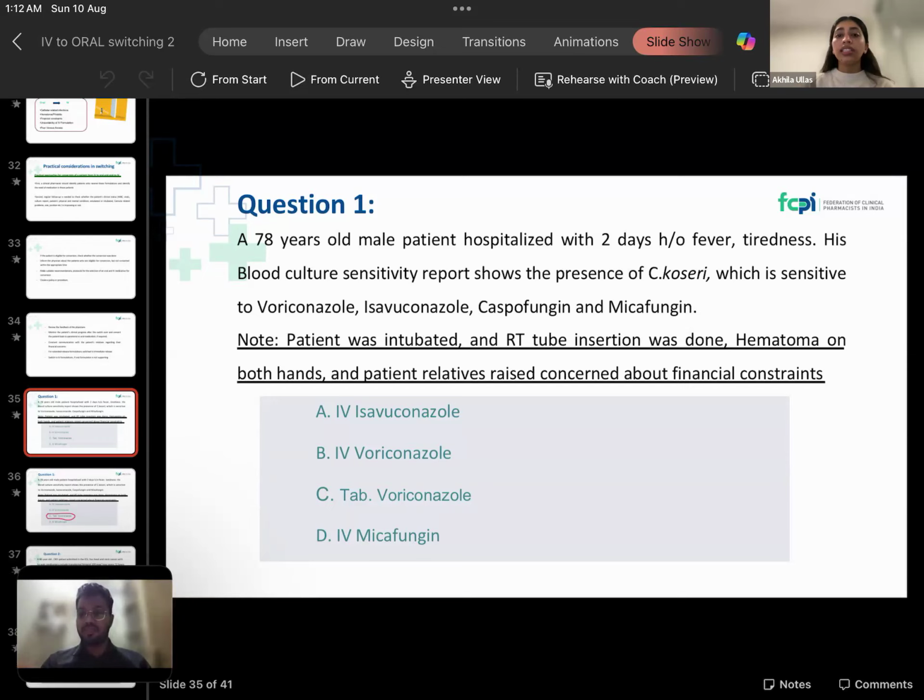It depends on the clinician's point of view. You can't tell them, you have to give this orally because the line is already there. You can't tell like that. It is a clinician's point of view.